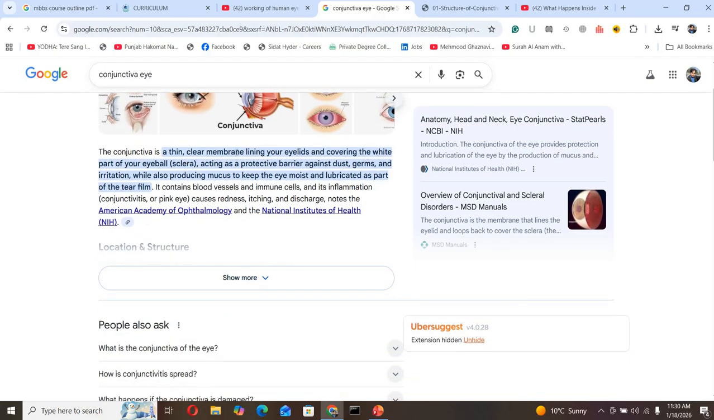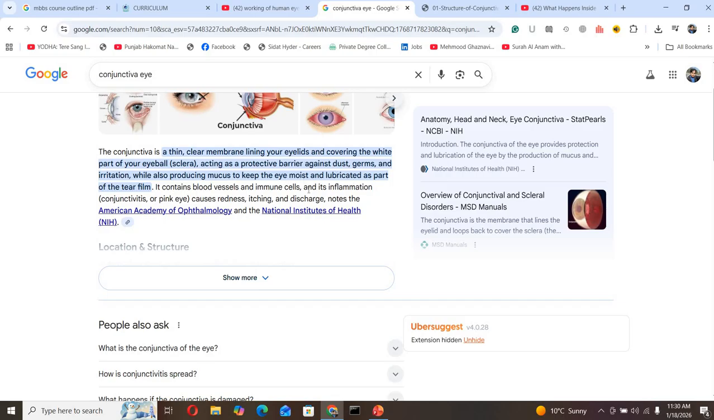Conjunctiva is a thin, clear membrane lining your eyelids and covering the white part of the eyeball. It acts as a protective barrier against dust, germs, and irritation. It also helps keep the eye moist and lubricated as part of the tear film.